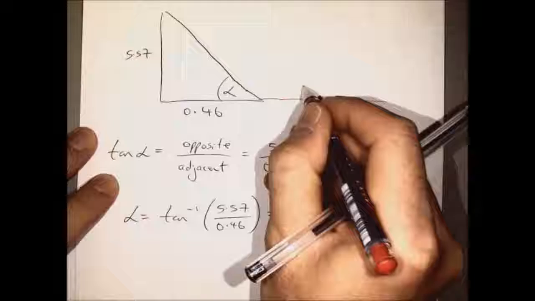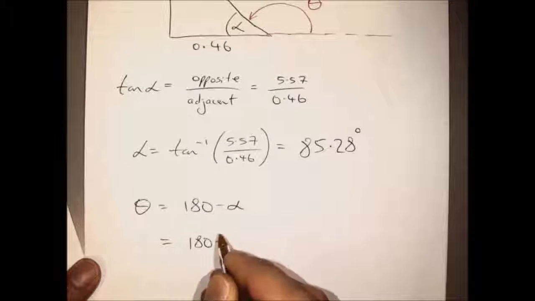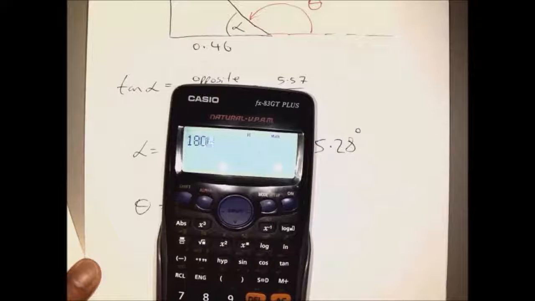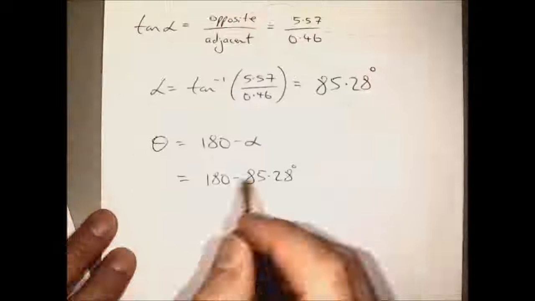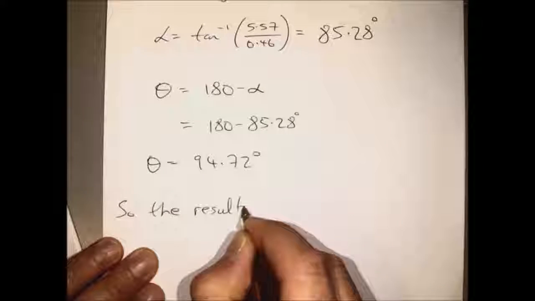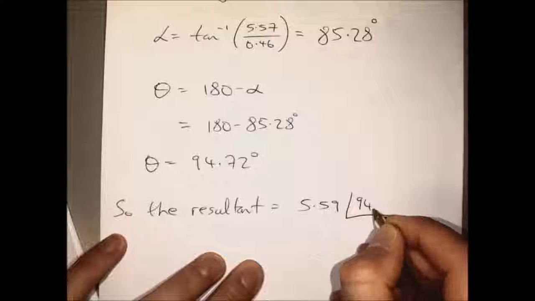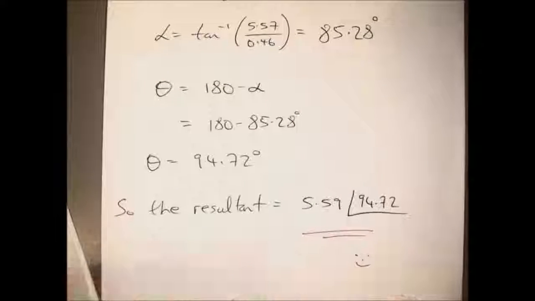Now be careful, that's not our final answer. Theta there marked in red is the angle we're looking for, so subtract alpha from 180, and we get 94.72 degrees. So our resultant then in polar form will have a magnitude of 5.59 and the angle 94.72.